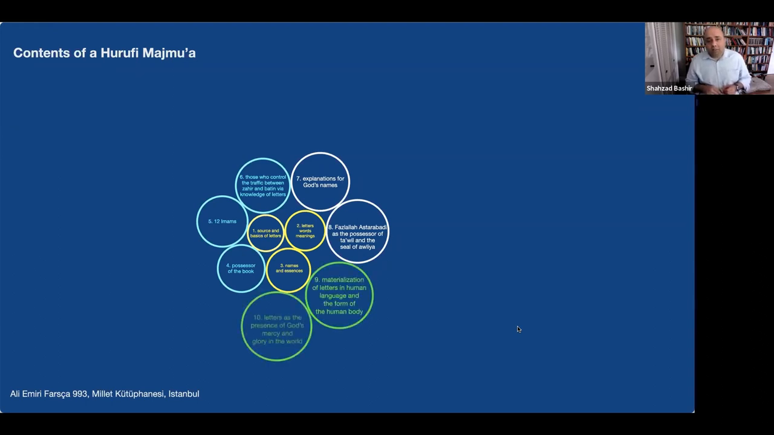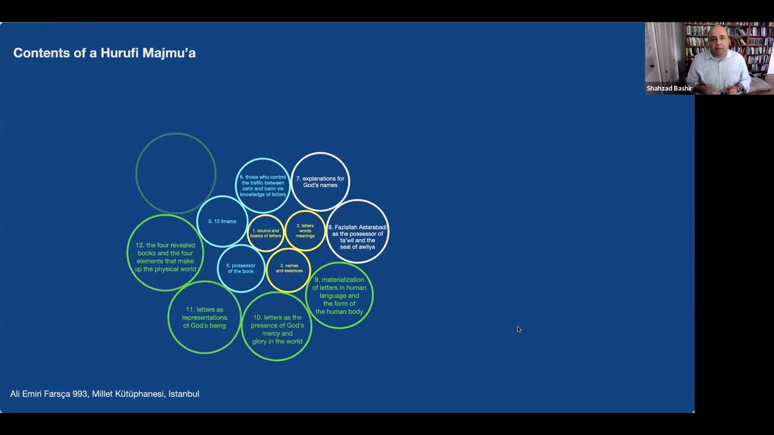So after this has been established, the next six parts essentially establish the cosmology, which is then reliant very heavily on Fazl Allah's various works and those of his immediate disciples, etc. So it talks about how the human body is actually made of letters, and the letters are made of the human body. The correspondence theory between the human body and letters, which I discussed in some detail in my own work and others have done as well, is provided.